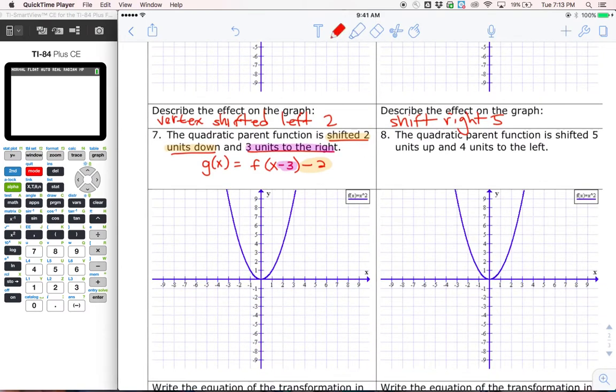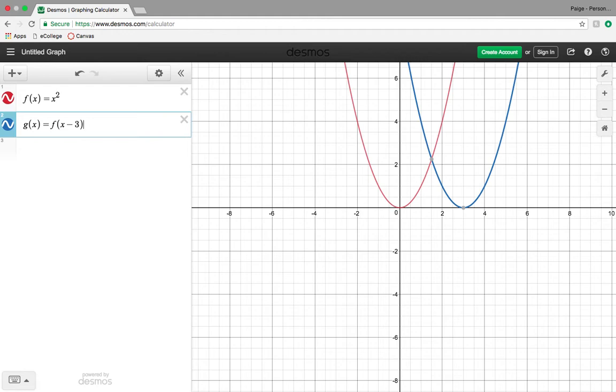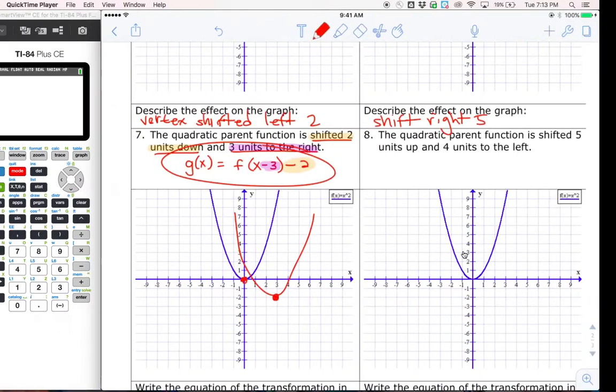So my new graph would be 2 units down and 3 units to the right. And really, let's just focus on moving this vertex here. 2 down, 3 to the right, should be right about here. And let's test this. Let's put this in Desmos and let's see if that's what we get. All right, we said f -3 and then a -2 at the end. Yeah, right? It moved 3 units right and 2 units down.